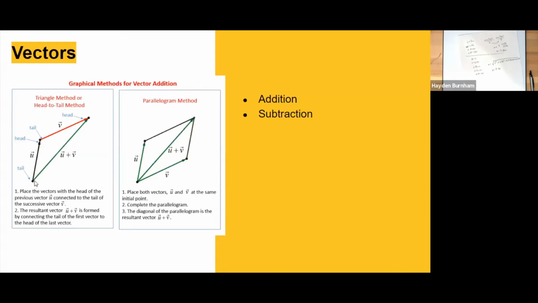But for now, just for the basics, I want to go over the two ways that you can add vectors together. The first method is called the head to tail, or triangle, method. Basically you take the tail of one vector and put it right at the head, which is the arrow, and you follow it to the new point. So it's like you're just connecting them together.